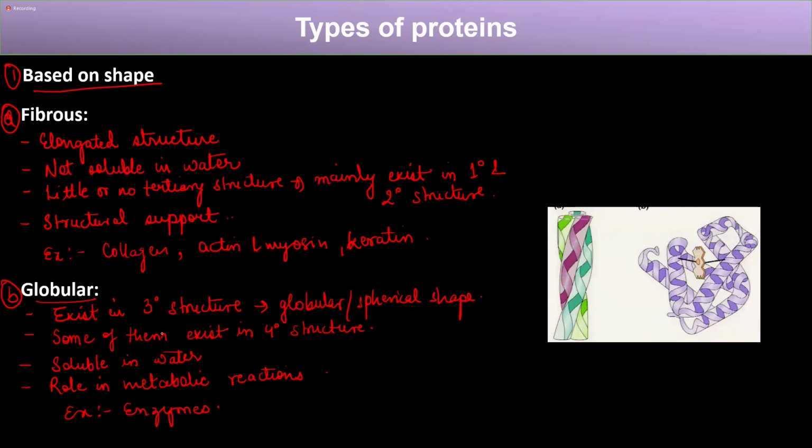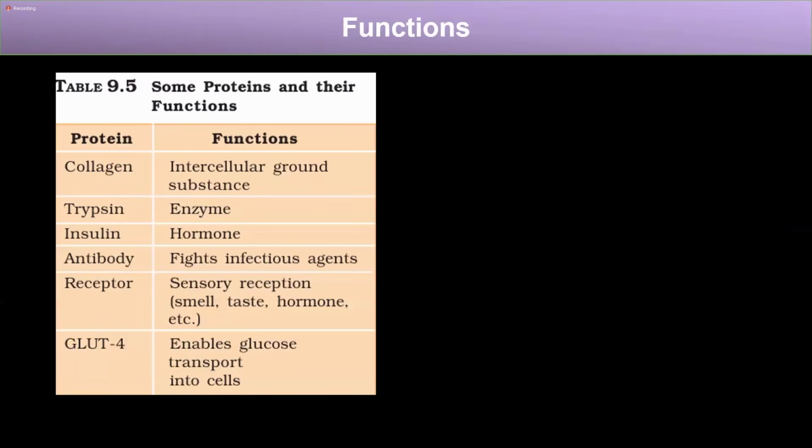If you look at the structure, here the first structure is a fibrous protein. We can see they have an elongated structure. And the second is a globular protein. They are folded in such a way that they have this tertiary structure that is spherical in shape. So these are the structures of fibrous and globular proteins.